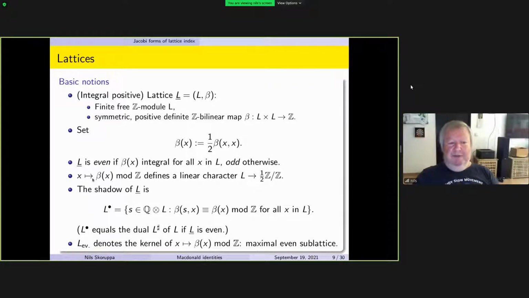And then we can consider the map x to beta x mod Z. If beta x is integral mod Z, that is a trivial character, but otherwise it defines a linear character, so one can easily check it's a linear character indeed into 1/2 Z mod Z, so of order 2. That also is quite important for us.